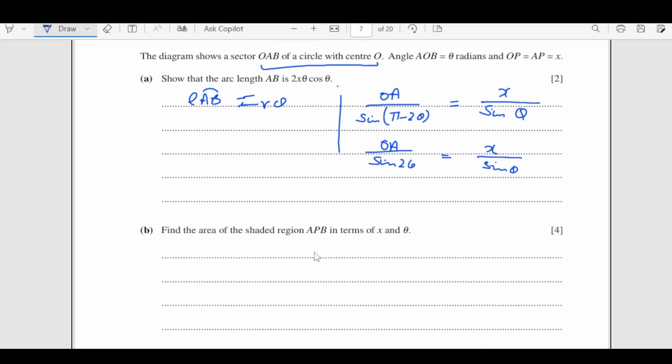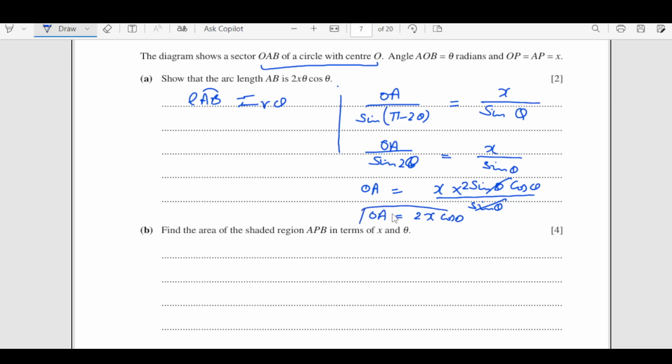Now, if we observe, on this side we have sin 2 theta, on this side we have sin theta. So, we can convert that. Let me first write down OA. When you cross multiply, this is going to be x times sin 2 theta over sin theta. Now, sin 2 theta we have the formula 2 sin theta cos theta. So, now this sin theta is gone, and we are left with 2x cos theta. This is our OA, right.